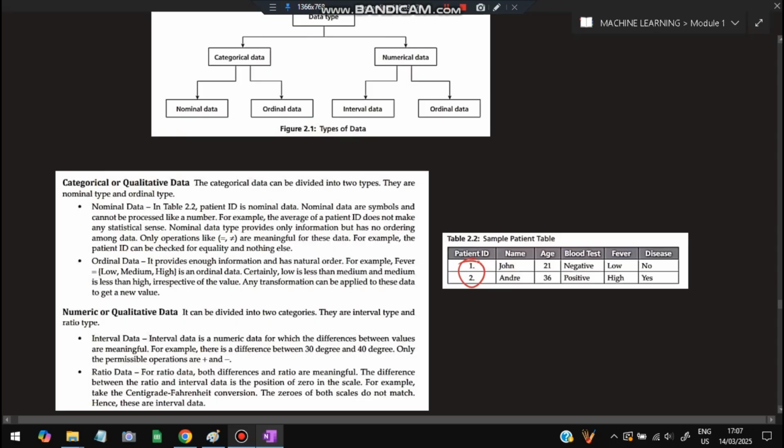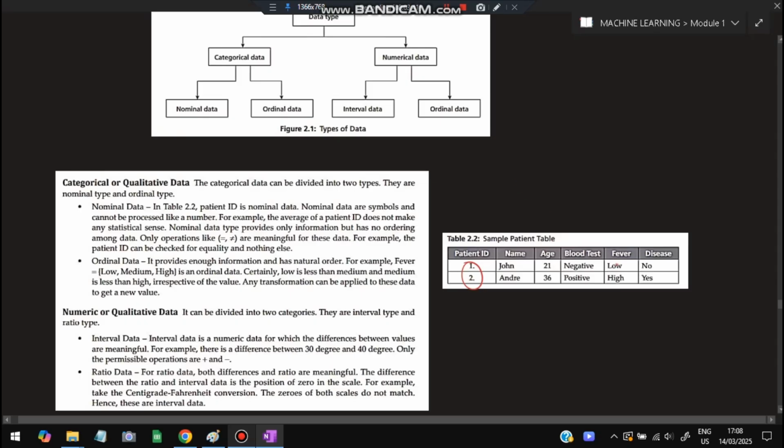What is the average of patient ID? What can I get by that? Nothing. But the average of age, I can get some useful information. So which is useful and which is not useful, that differentiation is done by nominal data. Next is ordinal data. Ordinal data means we have a range, if the fever is low, high or medium. But we cannot have the patient ID as ordinal data. Why? Because this is a number. Nominal data, numbers cannot be processed.